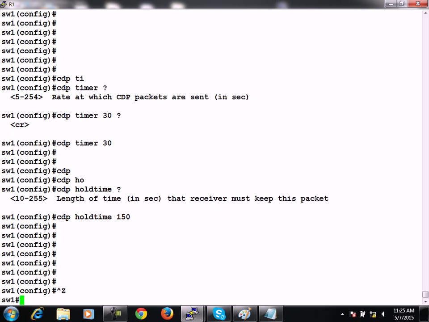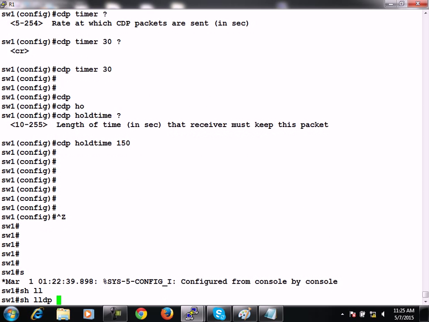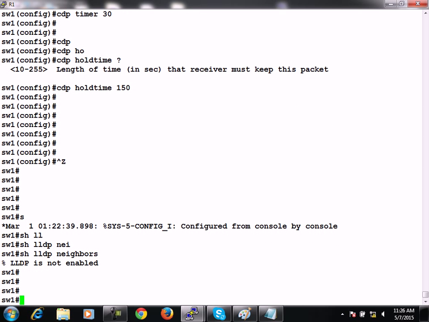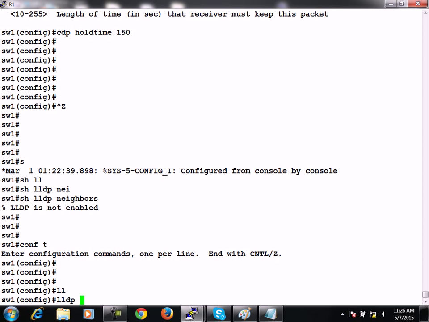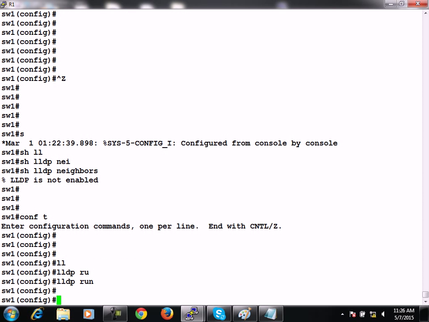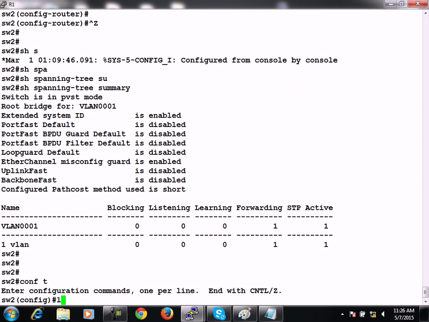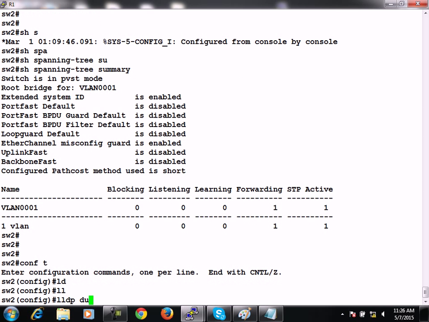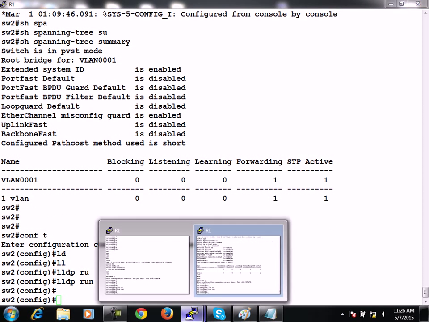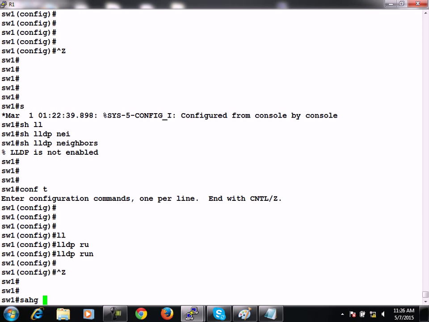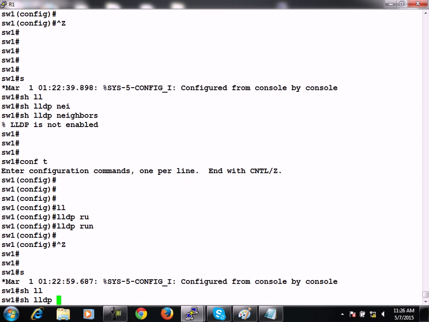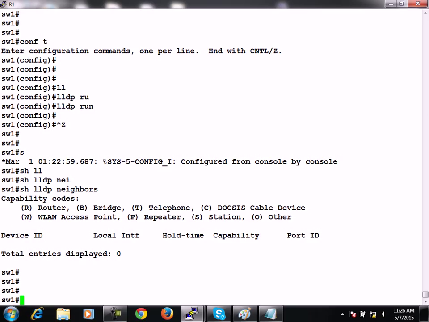Then after, you must know about LLDP as well. Show LLDP neighbors. What is it saying? So to enable, you have to say LLDP run, same as CDP. In the same manner, I'll move on to switch 2, I'll say LLDP run, and show LLDP neighbor.